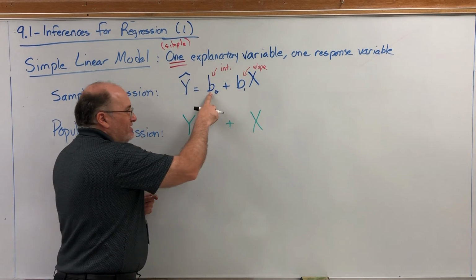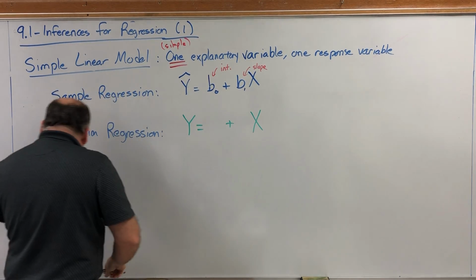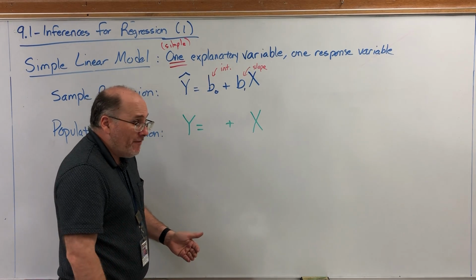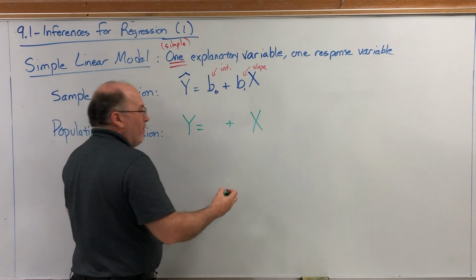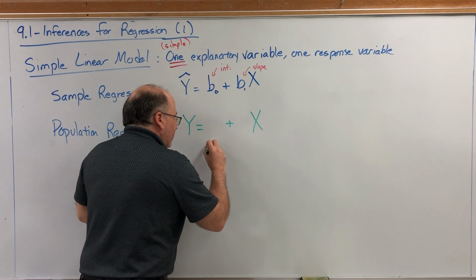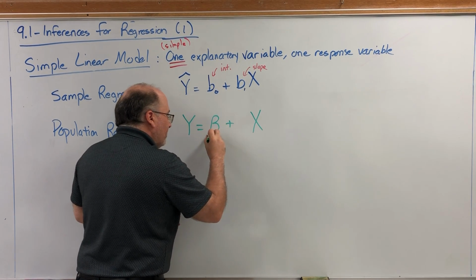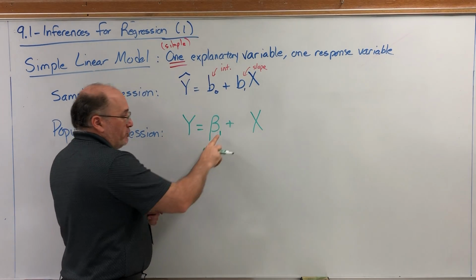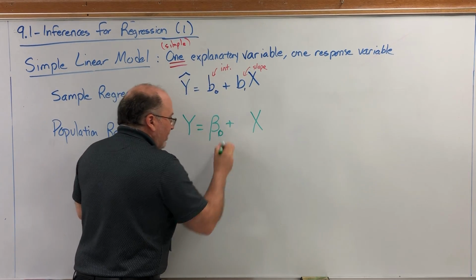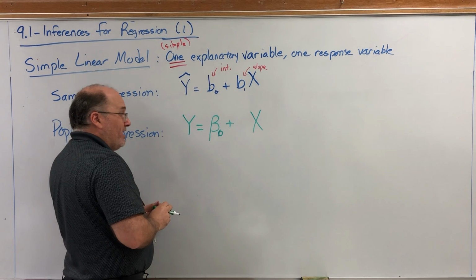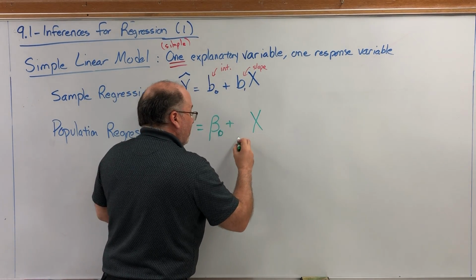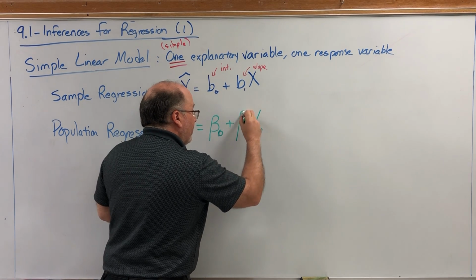So instead of B0, we're going to use the Greek equivalent of the letter B. And if you know anything about the Greek alphabet, you probably know that that's the letter beta. Beta looks like a capital B with a long tail and a little bit of curve to it. So instead of B0, we'll say beta 0 for the population intercept. And instead of B1 for the population slope, we'll say beta 1.